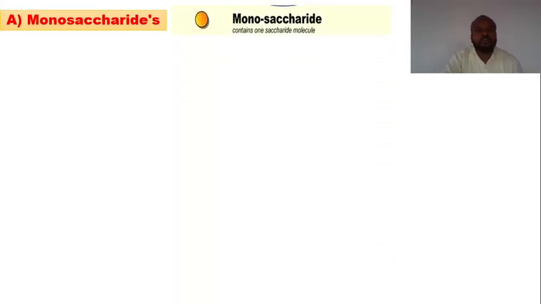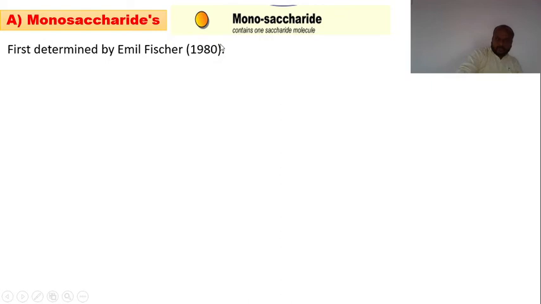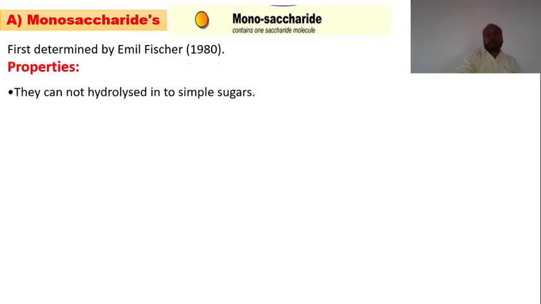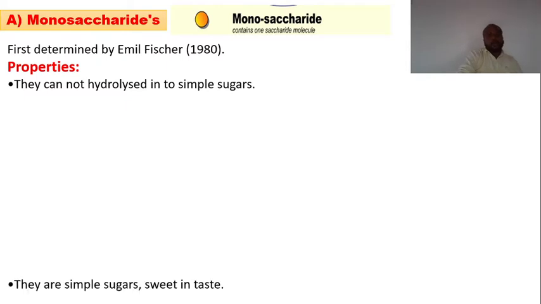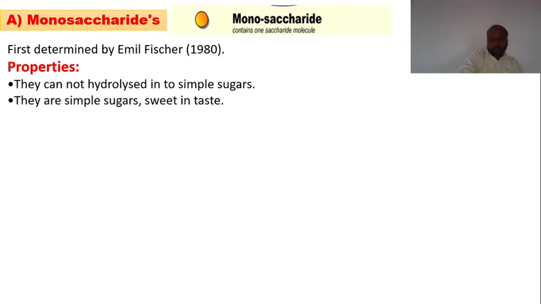The next point we discuss briefly is the monosaccharide. The name indicates that there is only one single unit of sugar, therefore it is called a monosaccharide. The monosaccharide was first determined by the scientist Emil Fischer in 1980. If you discuss the properties of monosaccharides, they cannot be hydrolyzed into simpler sugars. That means if you take any monosaccharide and try to hydrolyze it, it cannot hydrolyze further. So this is the main property of the monosaccharide. They are simple sugars.